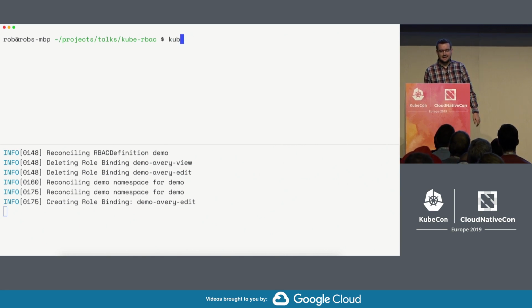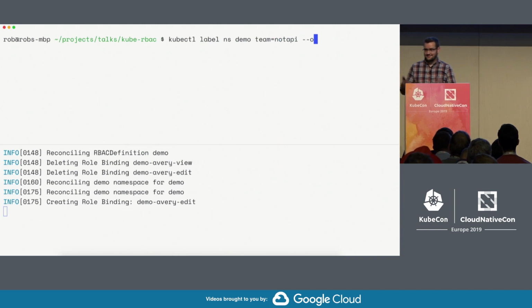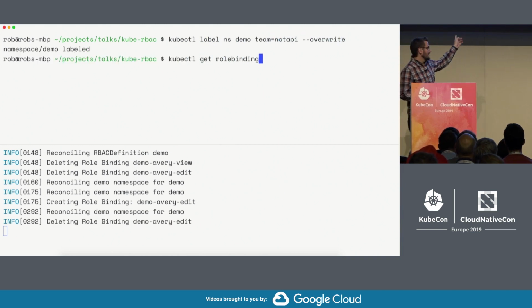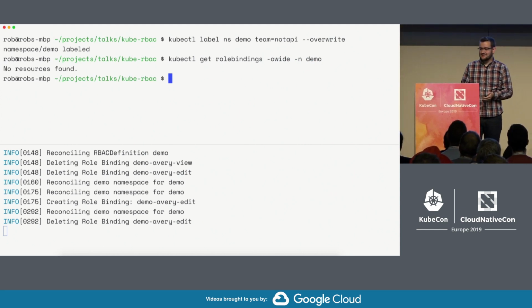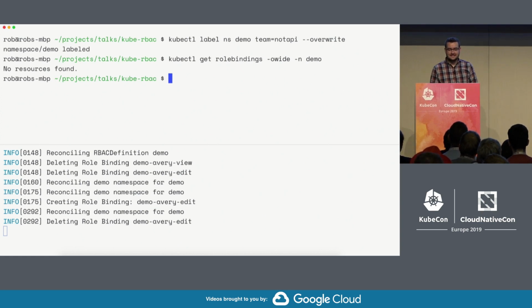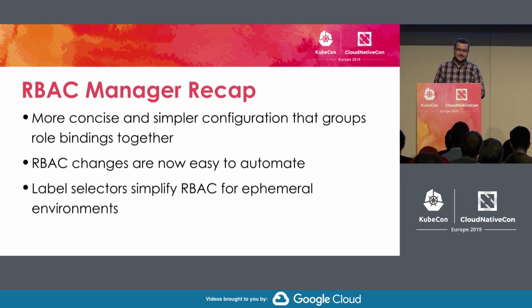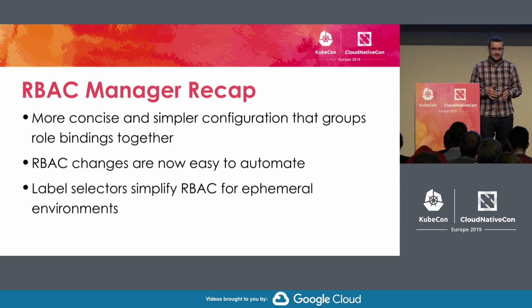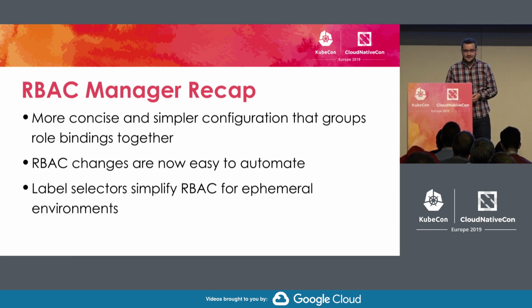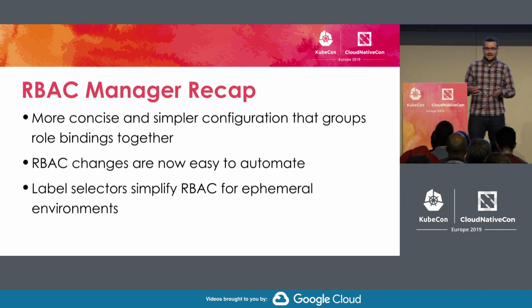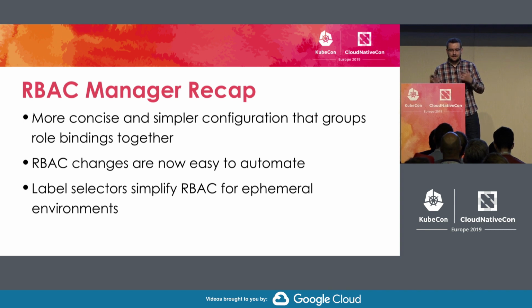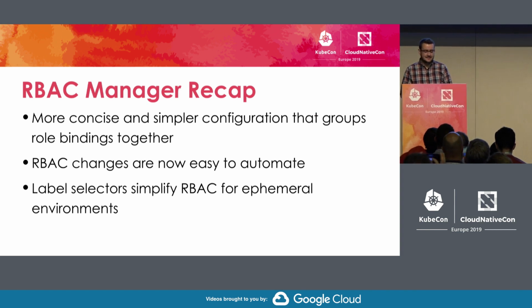And finally, if we change that label to another team, like not API, then her access is immediately revoked, and she no longer has access inside of that namespace. So really simple workflow, but if you've ever wanted to work with ephemeral environments, this can help that out. So to recap RBAC Manager, it gives us more concise and simpler configuration that groups role bindings together. RBAC changes are now a whole lot easier to automate, and label selectors allow for simple RBAC for ephemeral environments.